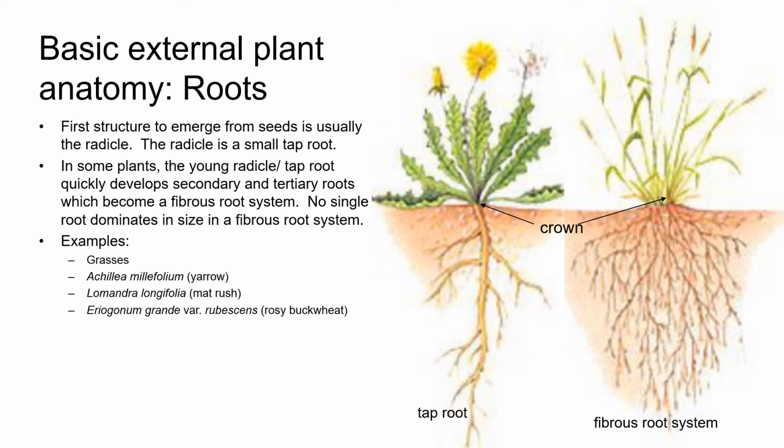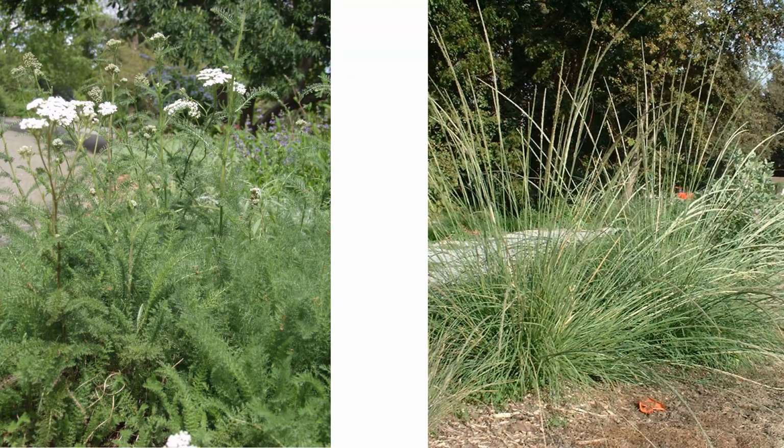Examples of common plants around the Cabrillo campus that produce a fibrous root system include grasses, yarrow, mat rush, lomandra, and buckwheats. And here's a slide showing a couple of those plants. On the left, you've got yarrow, Achillea millefolium, and on the right is the commonly planted native grass, Muhlenbergia rigens, or deergrass.